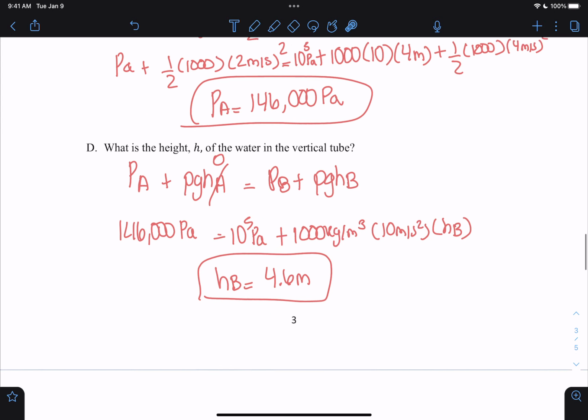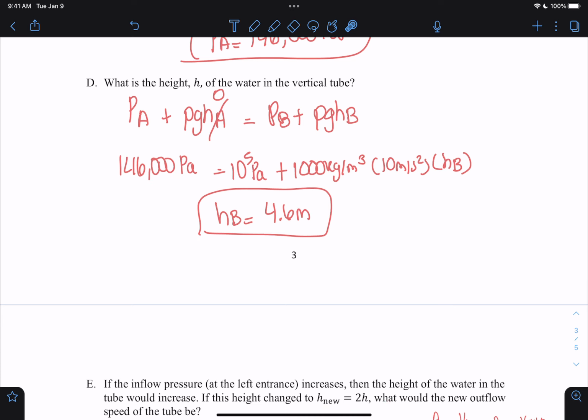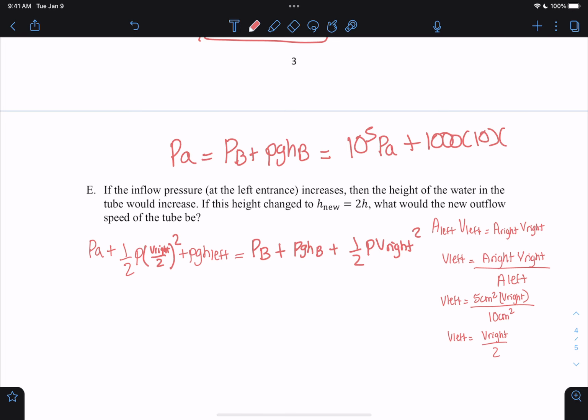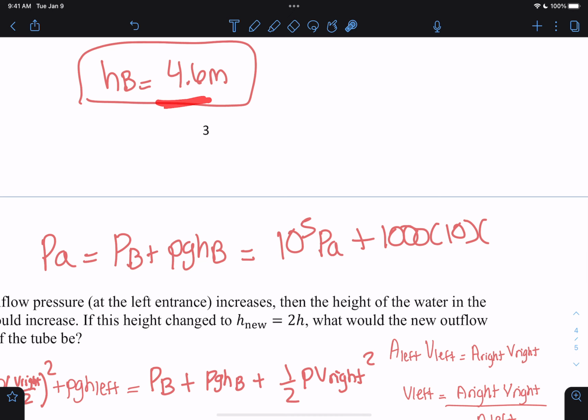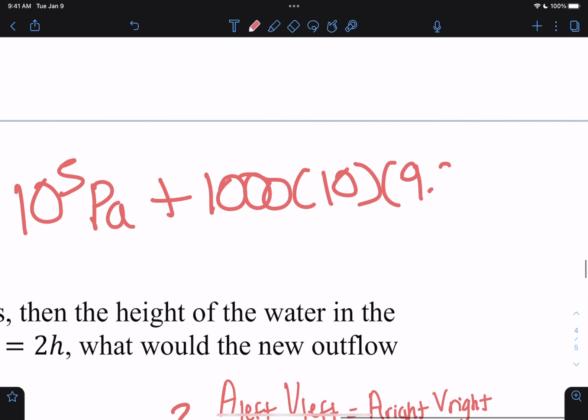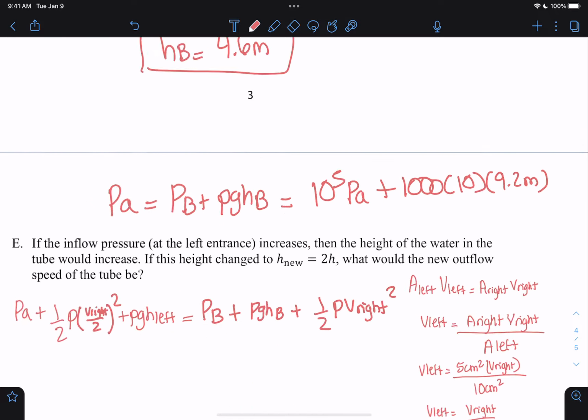Because it's not 146,000 anymore. They said they doubled the height. So if they doubled the height, this 2 times HB, then we're going to figure out the new PA. So PA is equal to PB plus rho GHB. That's 10 to the 5th pascals plus 1,000 times 10 times height. That's 2 times the height of B, which is 9.2 meters. So 4.6 times 2 is 9.2 meters.